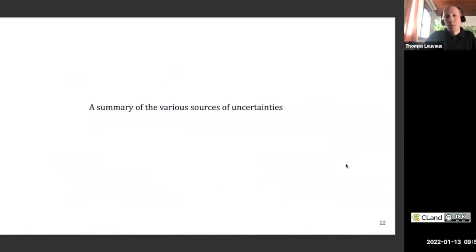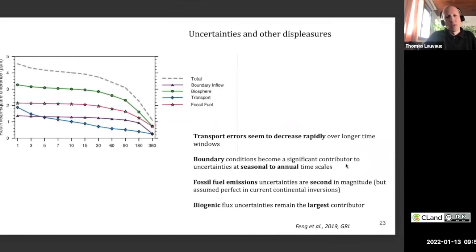Okay, so I'm going to summarize because there are a lot of sources of uncertainties. I'm not going to talk about all of them. It could take a whole day. So, to simplify, we have the biosphere, what we're looking at, right? We have the boundary inflow, we have the transport errors, and we have the fossil fuel. Well, we try to put them all in one box. So to do that, you need to run an ensemble of boundary conditions, an ensemble of biospheric fluxes, of transport. You can run your model several times using different configurations, and you can use different fossil fuel estimates.